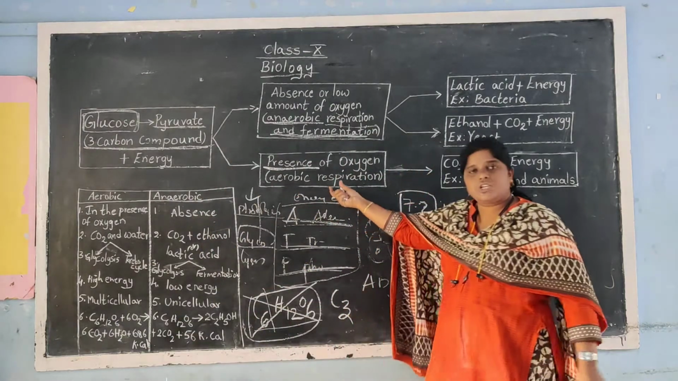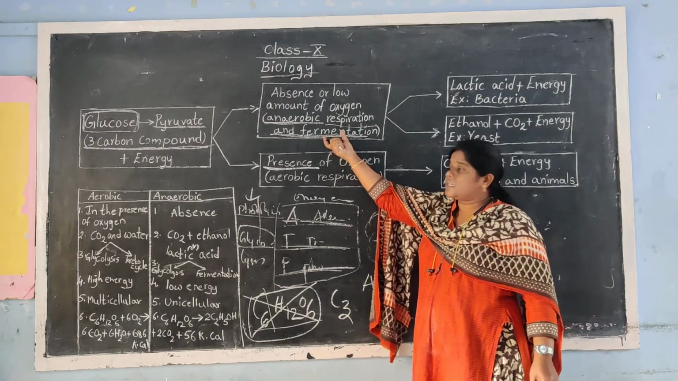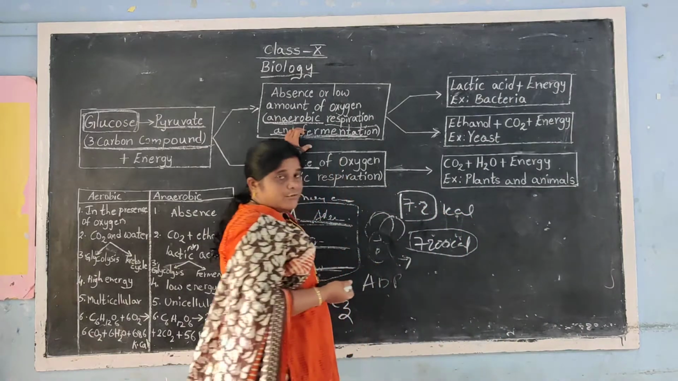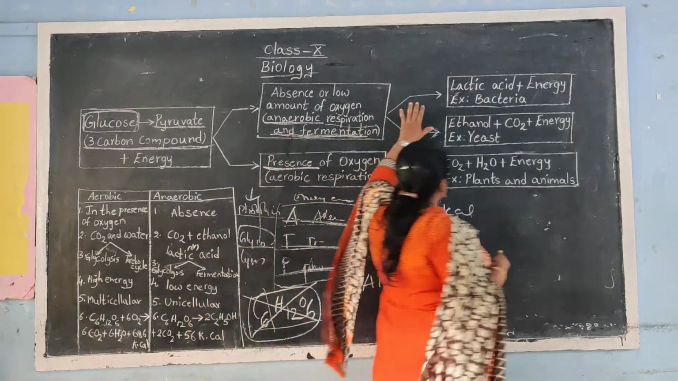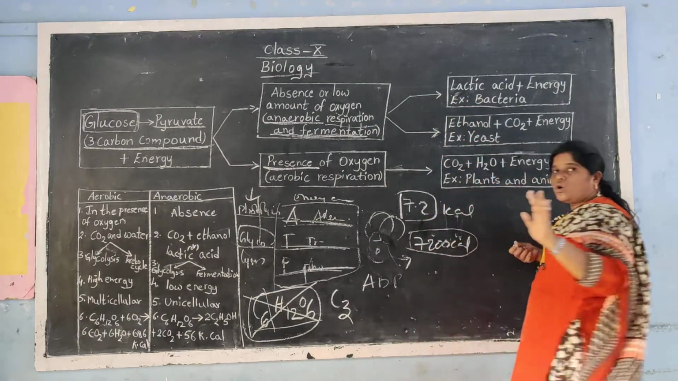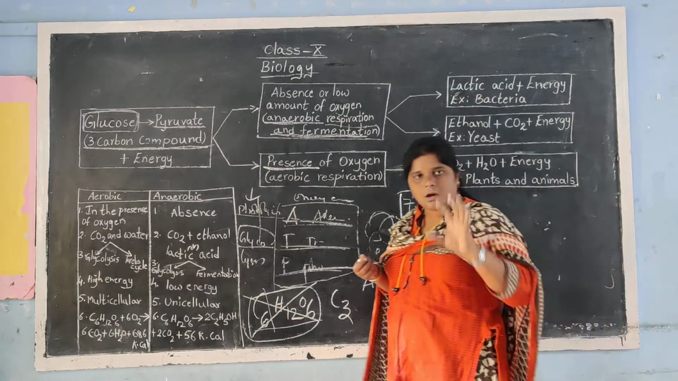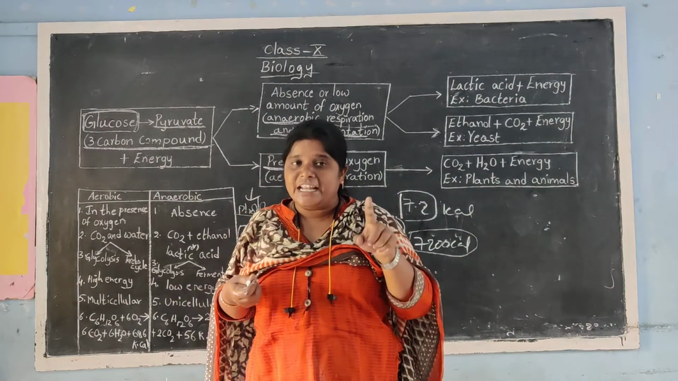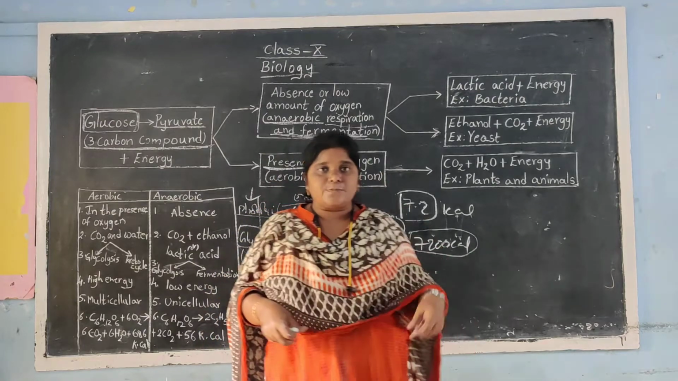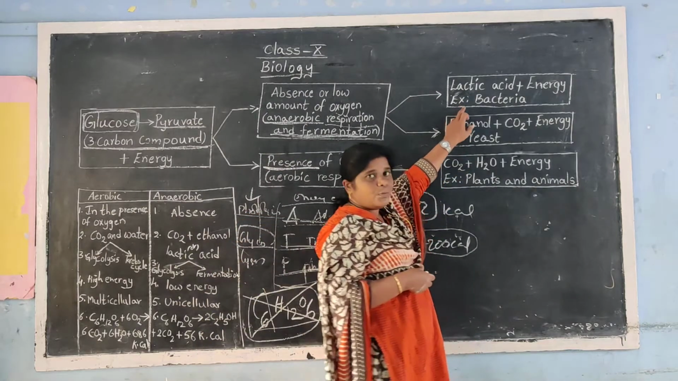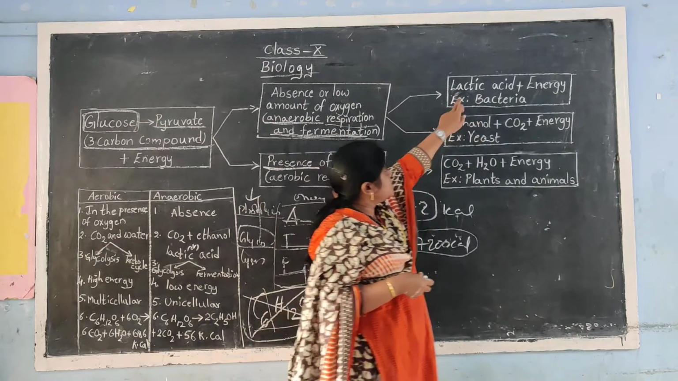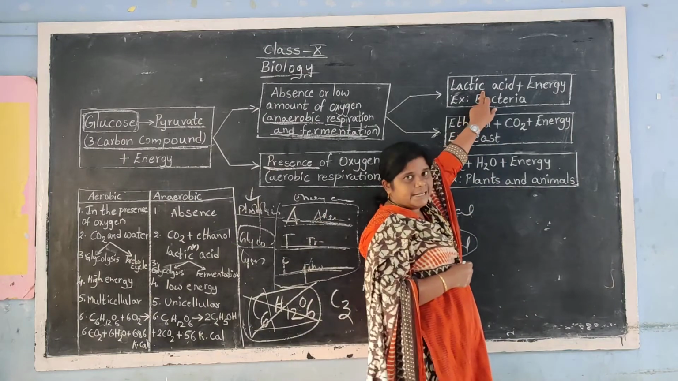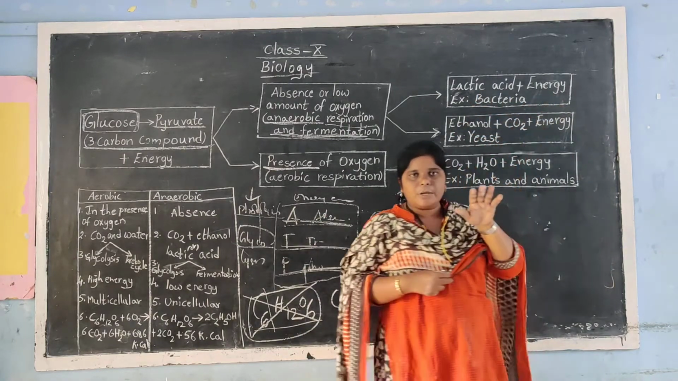Now, aerobic respiration happens in the presence of oxygen, and anaerobic respiration in the absence of oxygen. You can find anaerobic respiration in both bacteria and yeast and almost all unicellular organisms. All unicellular organisms, maximum, they will undergo which kind of respiration? Anaerobic respiration. Now when you come to bacteria, how will it respire? It will break down glucose and convert it into lactic acid and energy will be released. You got my point now?